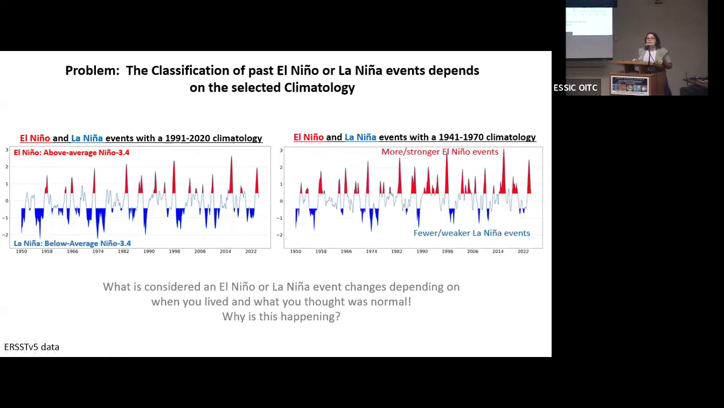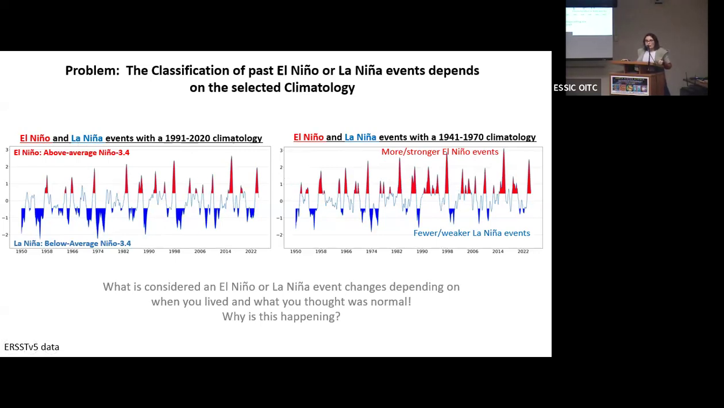Now look at this same time series, except instead we're going to be using an older climatology. This is the 1941-1970 climatology. And here we have similar features, except these two time series look pretty different. In particular, in the more recent record, you have more and stronger El Nino events, and you have fewer and weaker La Nina events, right? So what this means is, depending on which climatology you pick, your El Nino and La Nina events will change.